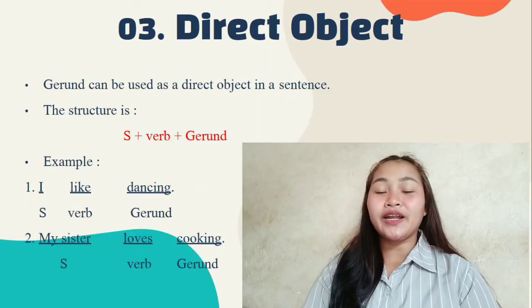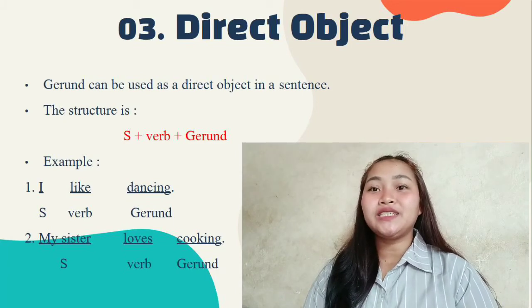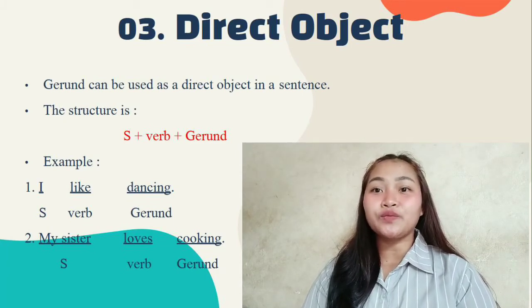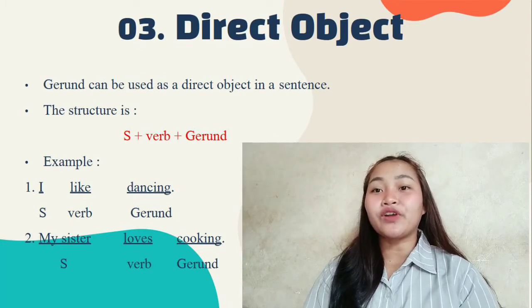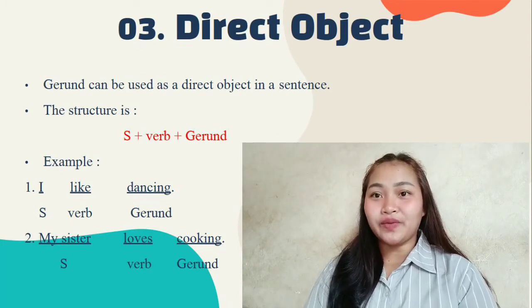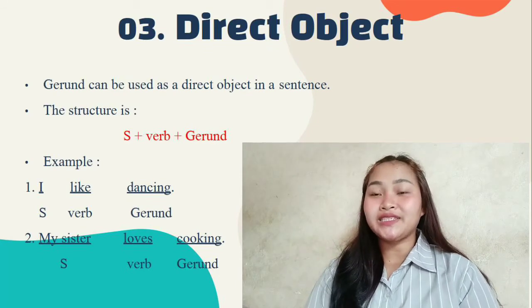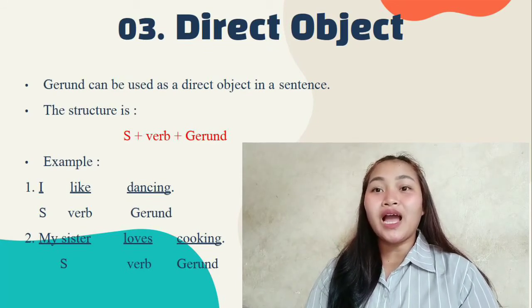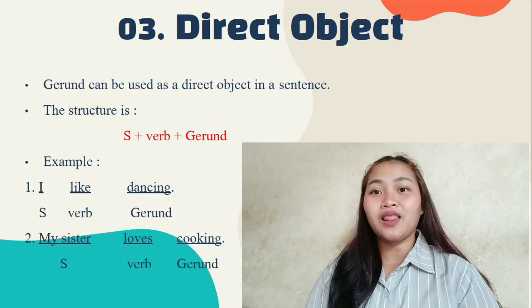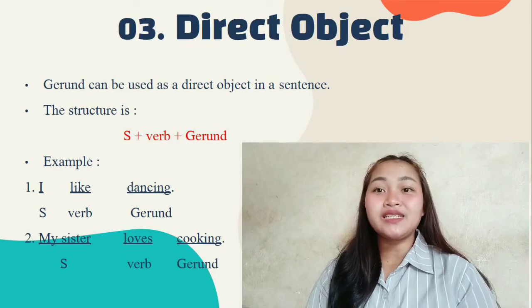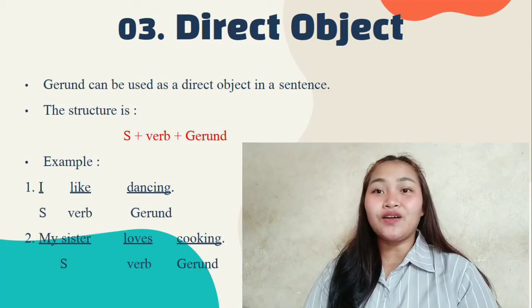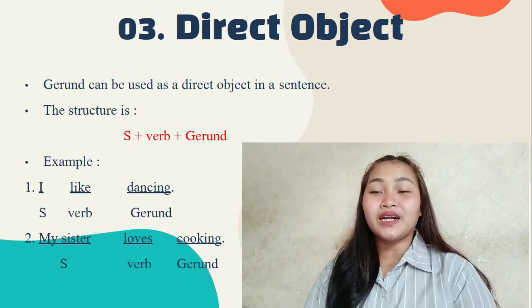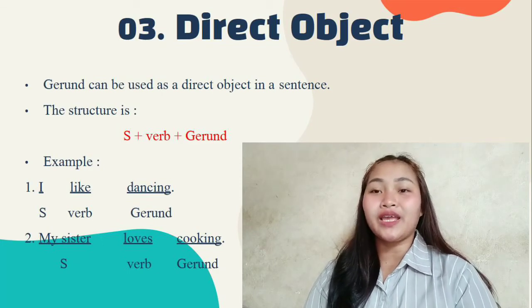Third is direct object. In this part, gerund can be used as a direct object in a sentence. So the structure is subject plus verb plus gerund. For example, number 1 is I like dancing. So I as subject, like as verb, and dancing as gerund. Number 2 is my sister loves cooking. My sister as subject, loves as verb, and cooking as gerund.